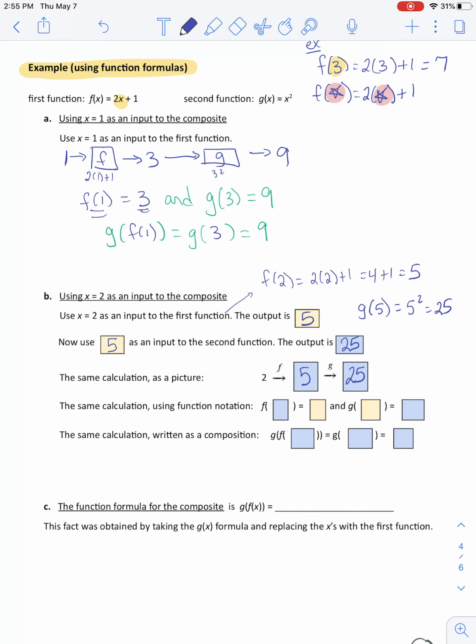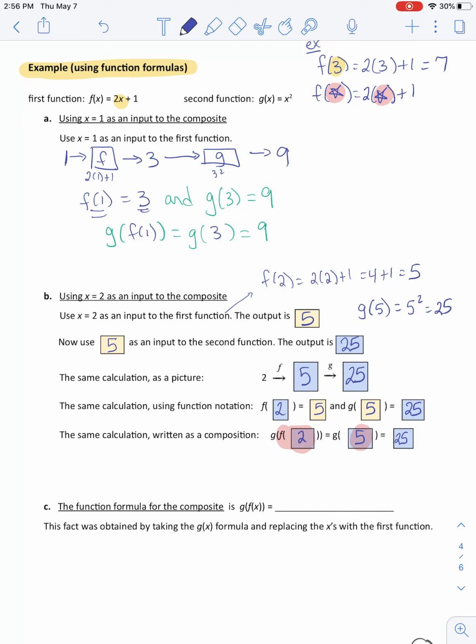And again, using function notation, f of 2 equals 5. So when 2 is my input into the f function, I get 5. Now I'm going to do g of that same output, so g of 5 becomes my input, and gives me 25. And then on the last line, when we do this as a composition, we have g of f of 2. Remember, we've got f of 2 on the inside, and that's what becomes the 5. So now I have g of 5, and that's 25.